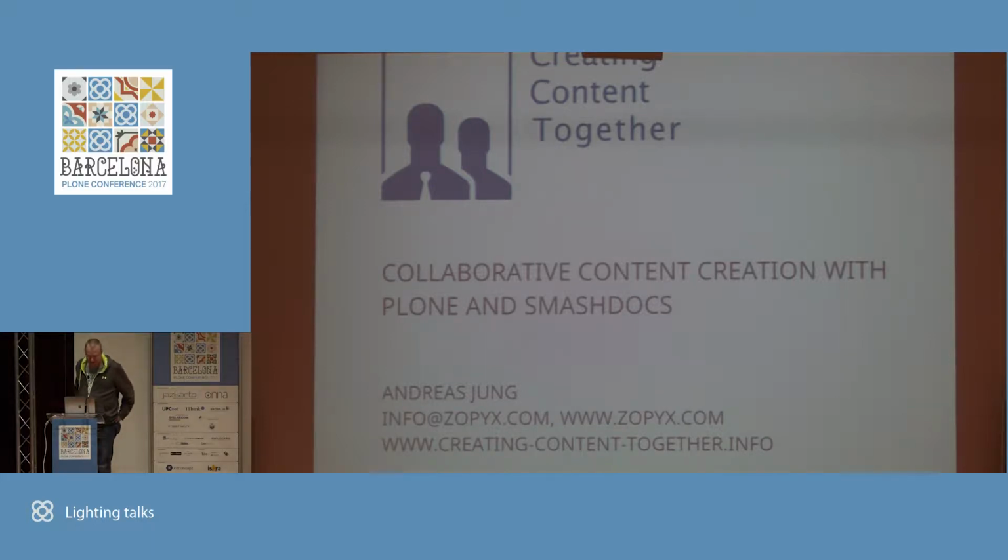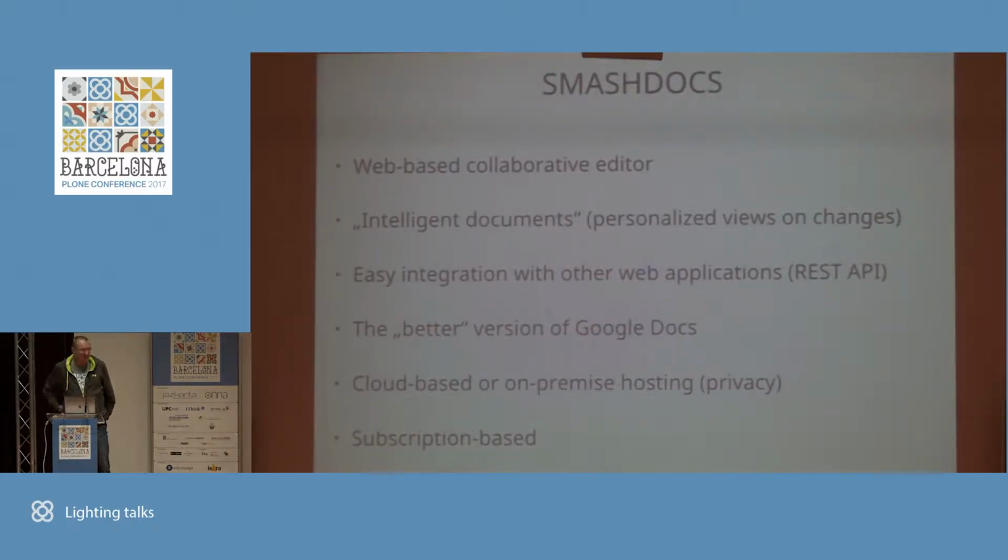So my topic today is creating content together. It's about collaborative content creation with a tool called SMASHDOCS. SMASHDOCS is basically the better version of Google Docs for several reasons. It's a web-based collaborative editor. It runs on-premise or in the cloud. It has the notion of intelligent content, intelligent documents. Basically means you have a personalized view on changes, on discussions or questions and so on.